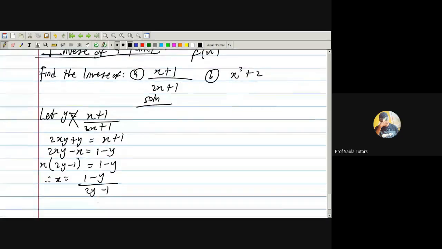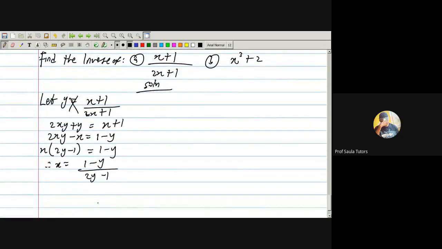Then after you have made x the subject of the formula, what do we do next? Replace your x with f inverse of x. Then where you see y here, replace it with x. This is the inverse of that function. As simple as that. Replace your x with f inverse of x, then replace your y with x. And that's all.